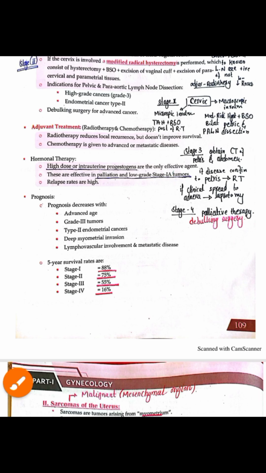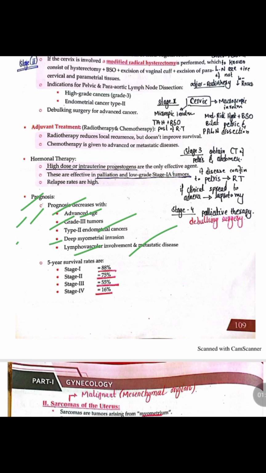Next is the prognosis of endometrial cancer. The prognosis depends upon the age of the patient, stage of the disease, grade of the disease, and also the lymph node and vascular involvement. The prognosis decreases with the advancing age of the patient, if they are grade 3 tumors, if there is type 2 endometrial carcinoma, if there is deep involvement of the myometrium, and if there is lymphatic or vascular spread.